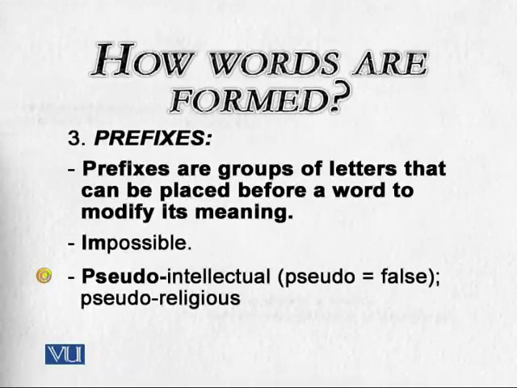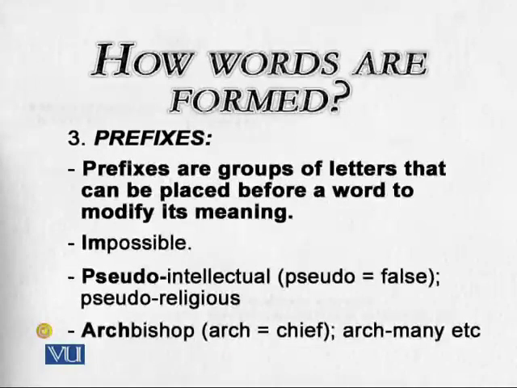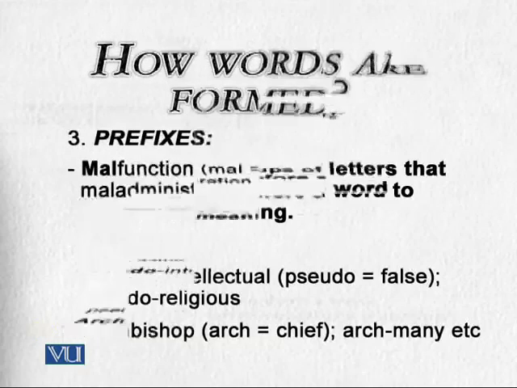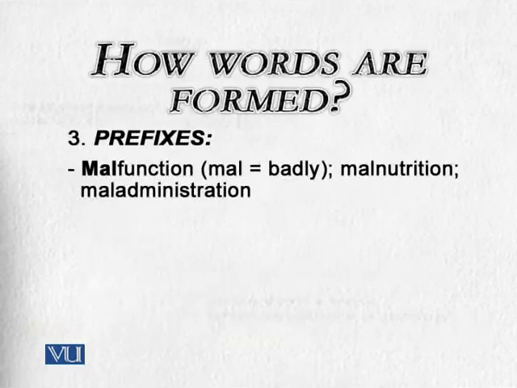Another example, let's say pseudo-intellectual. Now, pseudo actually is a group of alphabets which means something that is false. So when I say pseudo-intellectual, it means, of course, someone who is not intellectual or someone who pretends to be intellectual, but actually he's not. So pseudo I added at the start. When I added at the start, it became, of course, a prefix. Another example, let's say bishop is one word. If I add, let's say, arch at the start, archbishop, it will be another new word.